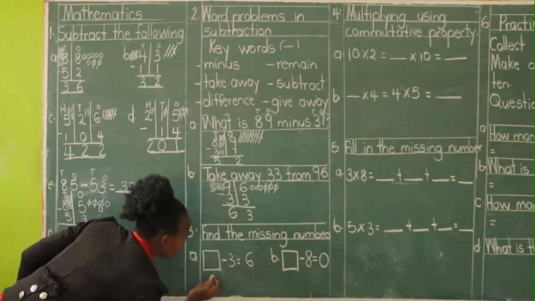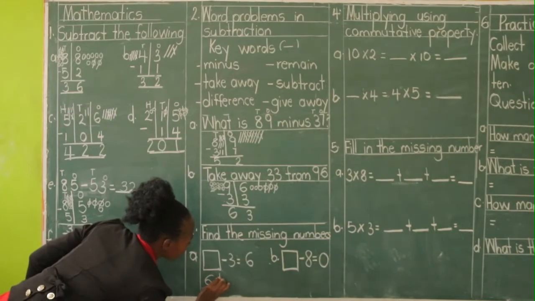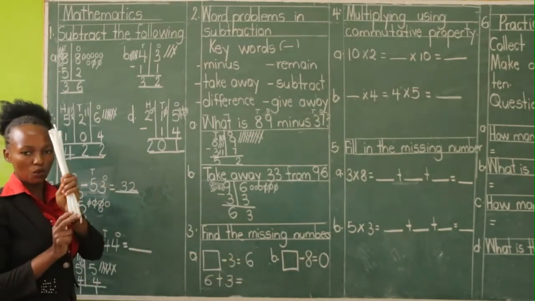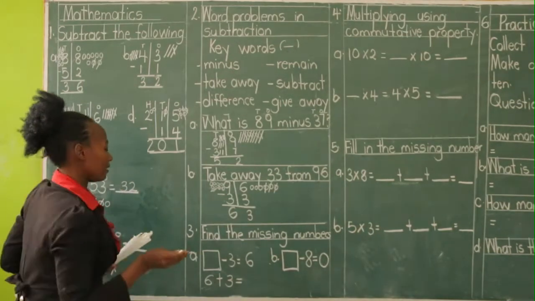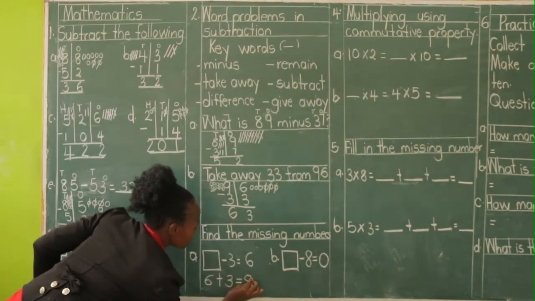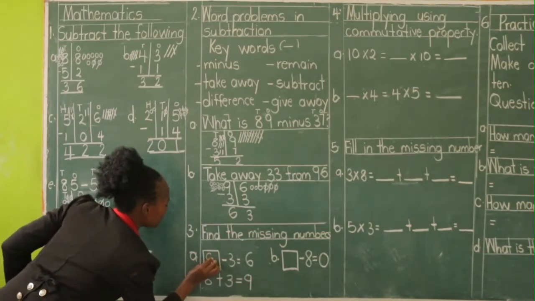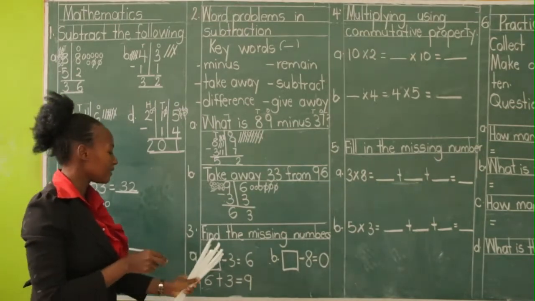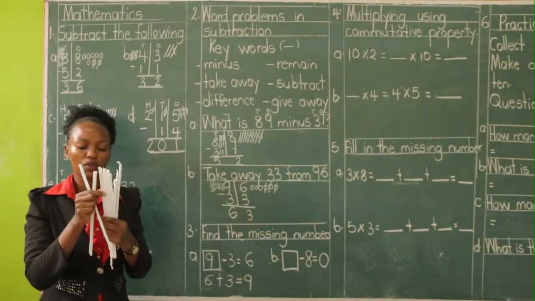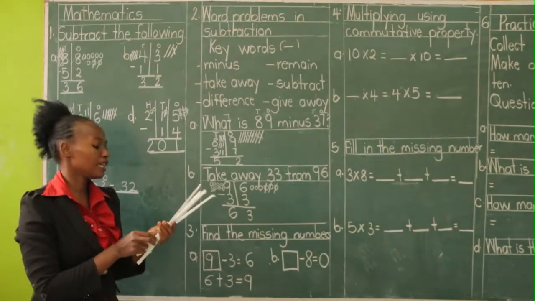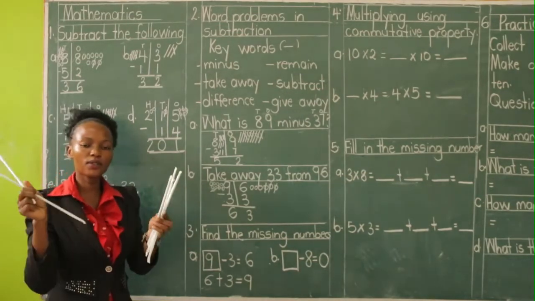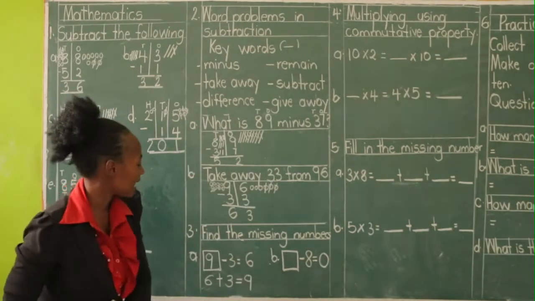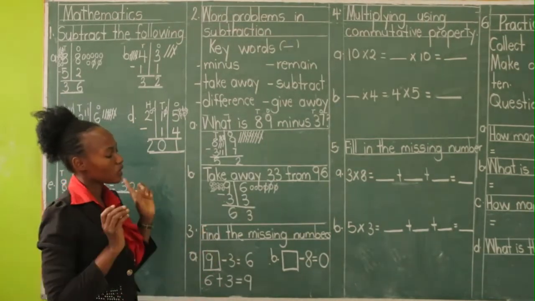6 plus 3, we've counted them, will give us 9, and 9 will be our answer. And if you get this 9 and take away this 3, 1, 2, 3, your answer will still be 1, 2, 3, 4, 5, 6. Wow, the answer will be 6. Let's look at the next one.